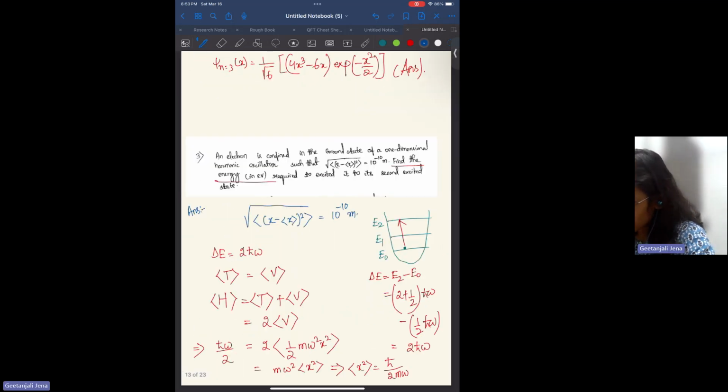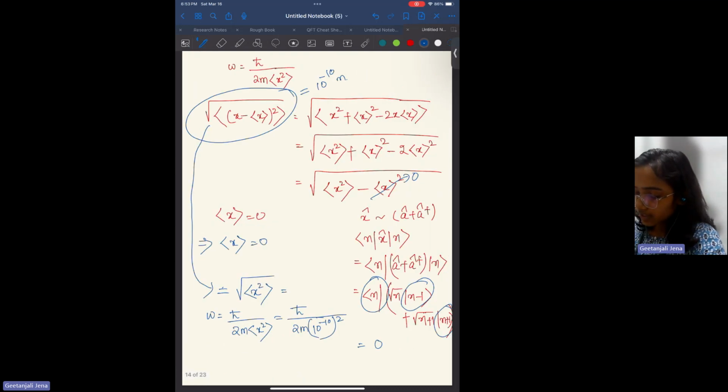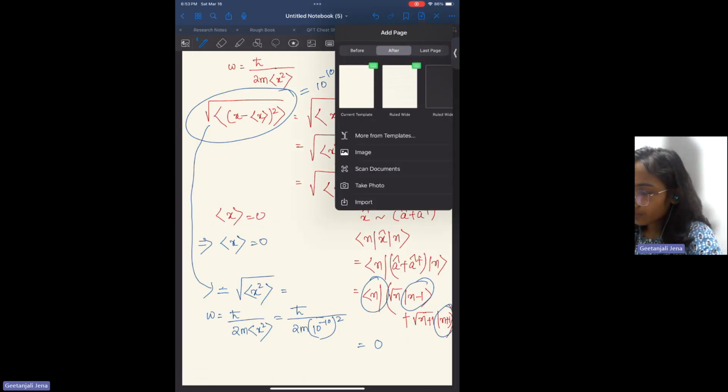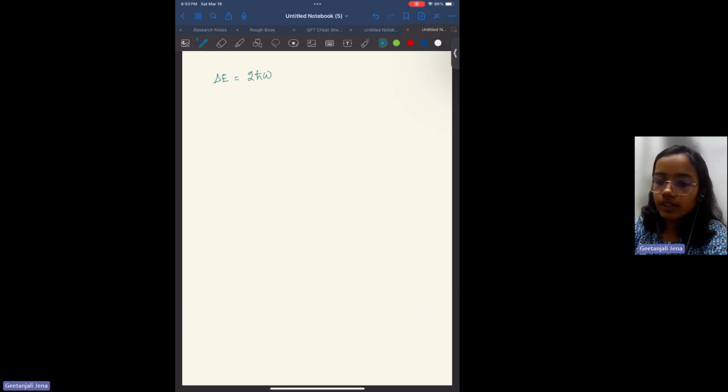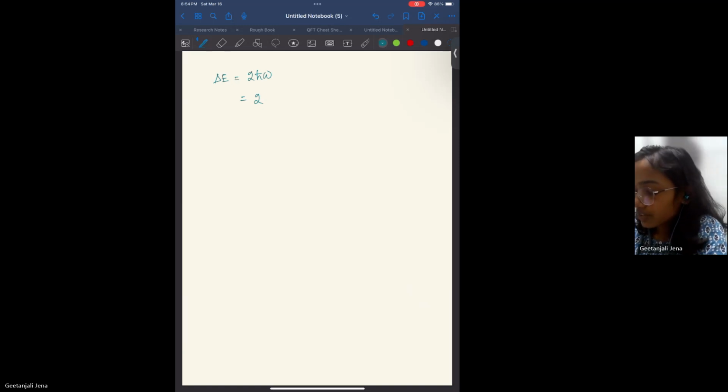Now, to calculate the energy required to excite the state from ground state to the second excited state, delta E is 2 times h cut omega, right? So now you need to put the expression for h cut and omega and the values, okay? 2m x square, this is h cut squared over 2m x square.